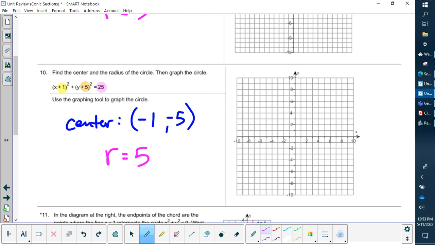Okay, so let's plot it. Left 1, down 5. There's my center point. From my center, go up 1, 2, 3, 4, 5. Right 1, 2, 3, 4, 5. Down 5. And left 1, 2, 3, 4, 5. And again, you'll have to play around with the graphing tool in Math Excel.